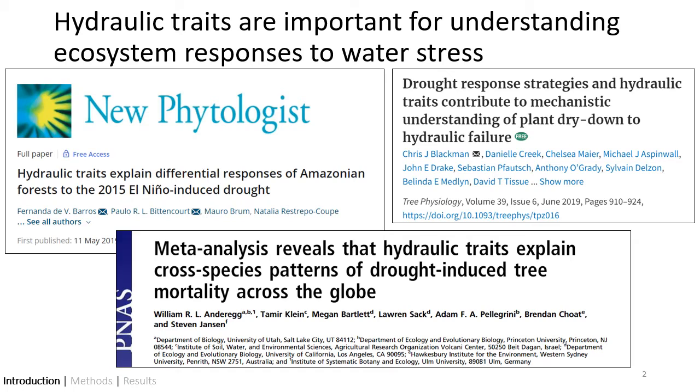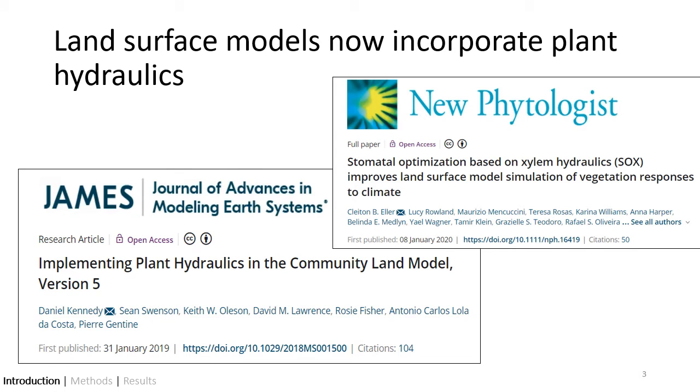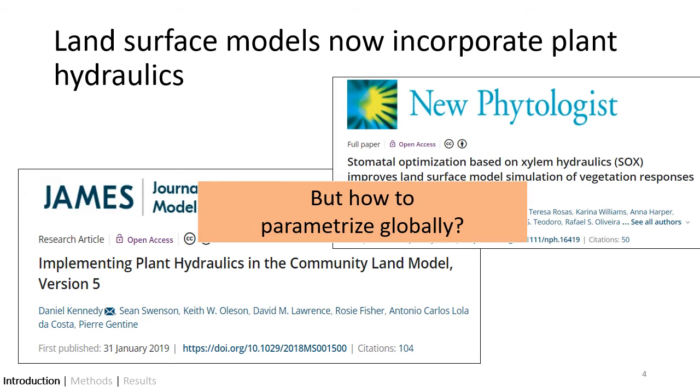Plant hydraulic traits, that is, traits that describe the movement of water through plants, are important for understanding ecosystem responses to water stress, which are projected to become even more important and severe as climate change progresses. In recent years, land surface models have begun to incorporate explicit representations of water flow in plants. However, in order to use those models to their fullest extent, we need to assign parameter values to the ecosystems in each pixel in terms of their hydraulic traits. And that's actually very difficult to do given our current knowledge of the world.